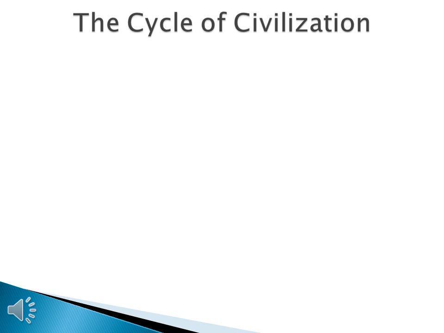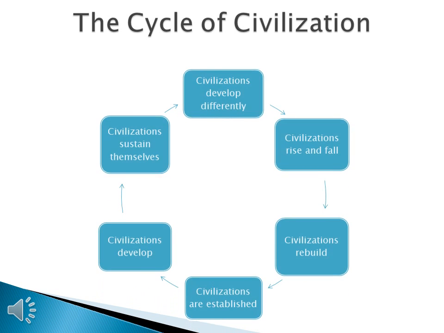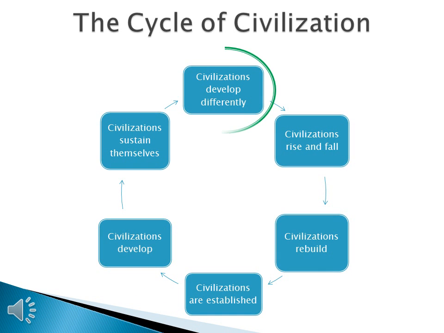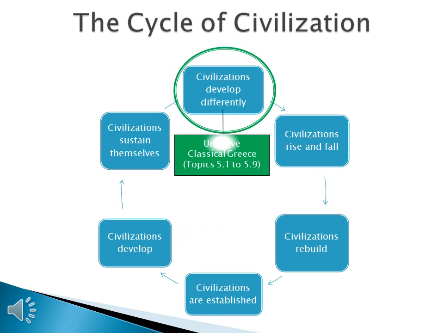Welcome to the World History 1 End of Course Review on Ancient and Classical Greece. As we continue to move through the cycle of civilization, we review how civilizations develop differently. To do this, we look at Unit 5, Classical Greece, topics 5.1 to 5.9. With that said, go to the next slide.